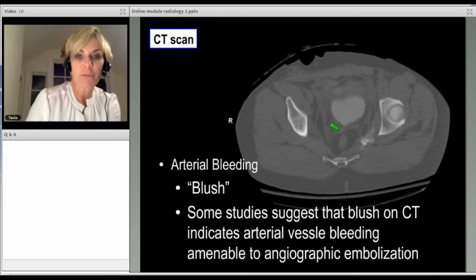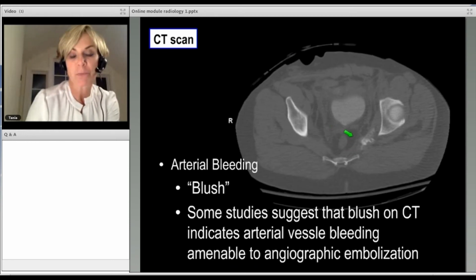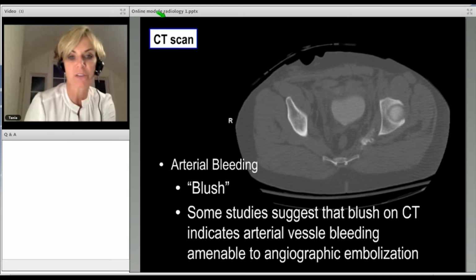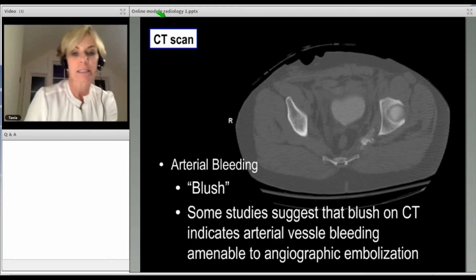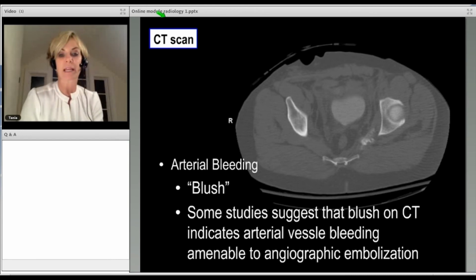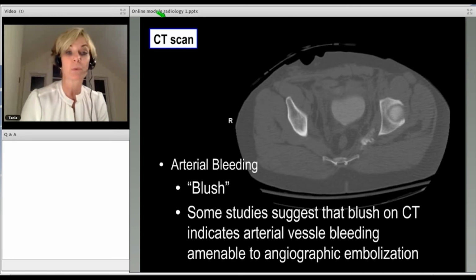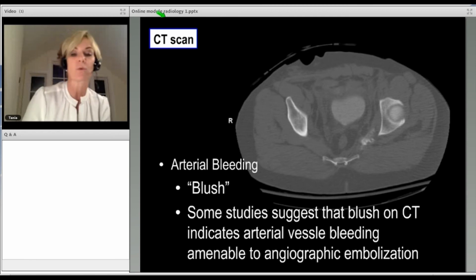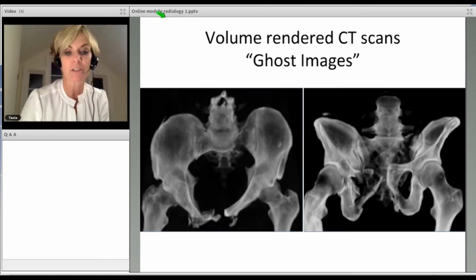The other thing to look for on the CT scan is blush, particularly in the sciatic notch, but in other places, the obturator foramen, for sure, another source of arterial bleeding. Some studies suggest that blush on the CT scan indicates an arterial vessel that might be amenable to angiography. Now, this is something we're going to discuss in detail at the course when we have a panel of experts discussing the role of embolization versus other methods of controlling pelvic hemorrhage.